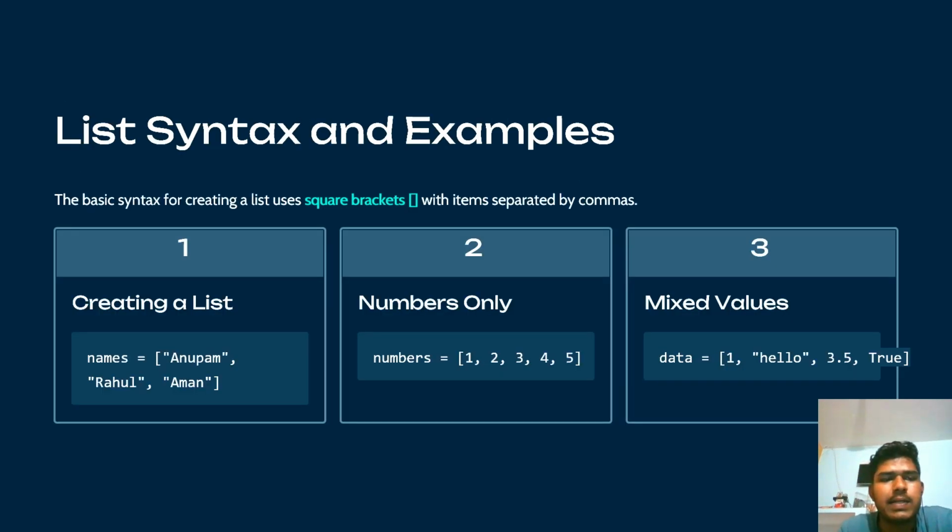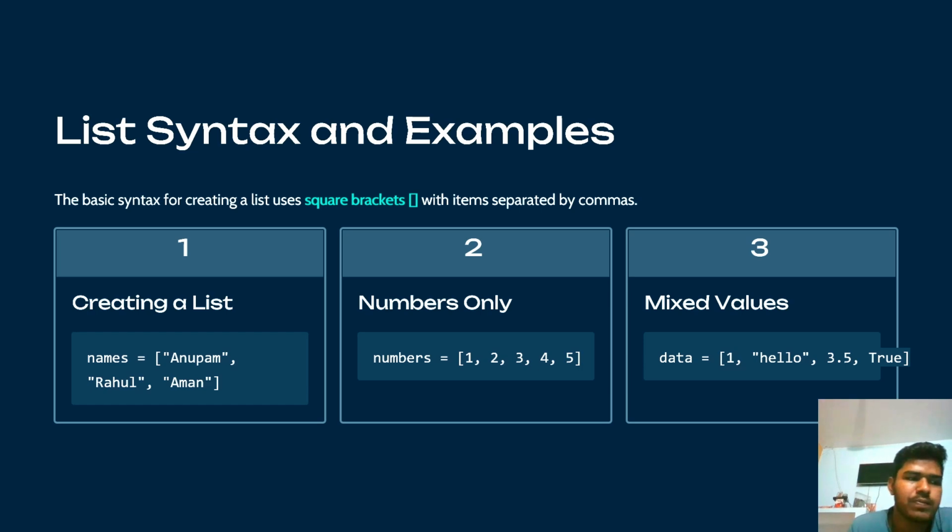List syntax and examples. The basic syntax for creating a list uses square brackets with items separated by commas. First, creating a list. Name is equal to Anupam, Rahul, Aman. Number only. Number is equal to 1, 2, 3, 4, 5. And the third one is mixed values. Data is equal to 1, hello, 3.5, and true.